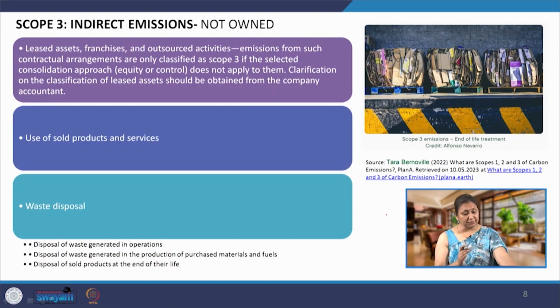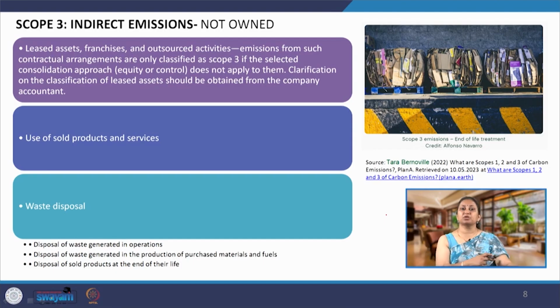We also have indirect emissions or scope 3 emissions resulting from leased assets, franchisees and outsourced activities. Very large multinational companies will not always have assets which are owned. They could be leased assets or franchisee assets. So, scope 3 emissions would cover the emissions resulting from the leased or franchisee units.